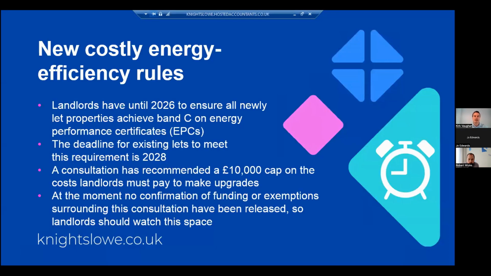So the next change that's impending or in progress is the new costly energy efficiency rules. Basically, from 2026, landlords have to make sure that their new let properties achieve at least a band C on their energy performance certificates. Existing buy-to-lets have got until 2028, so it's only new properties that have got to meet this condition by 2026. Existing properties have got until 2028.